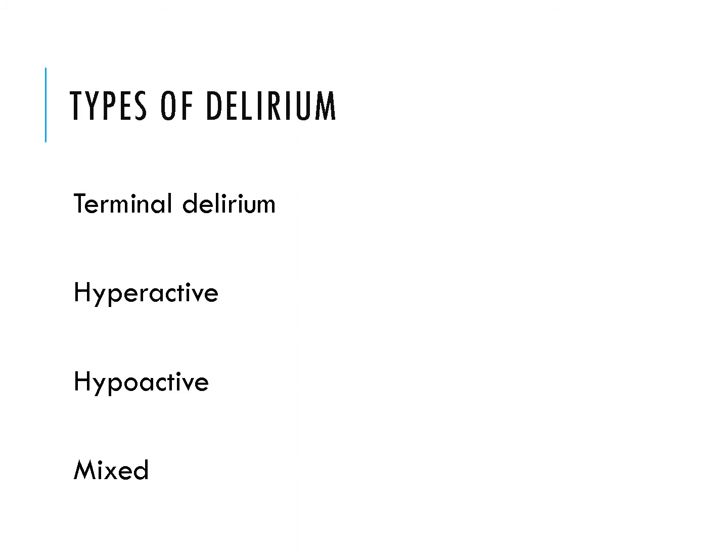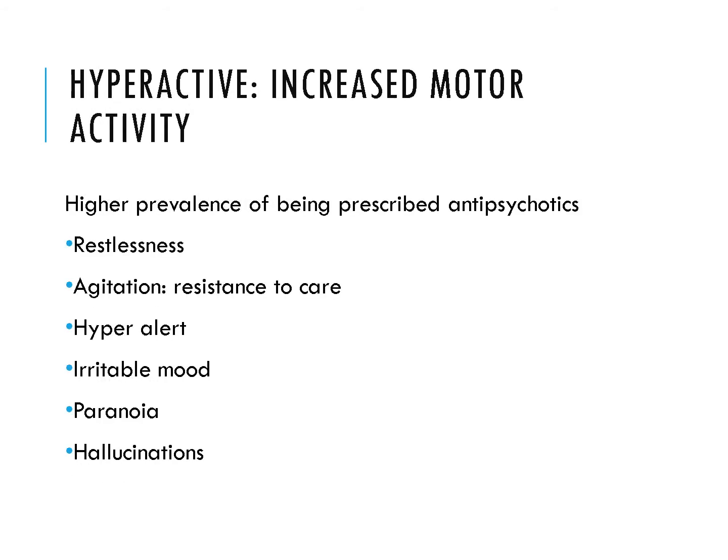Delirium can present in different forms. For example, terminal delirium, hyperactive delirium, hypoactive delirium, and mixed types. Hyperactive delirium is more commonly described in textbooks and easily recognized because it is associated with restlessness, increased agitation, irritable mood, altered perception, and paranoia.